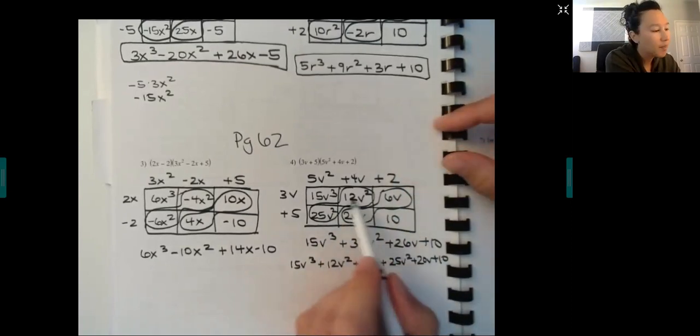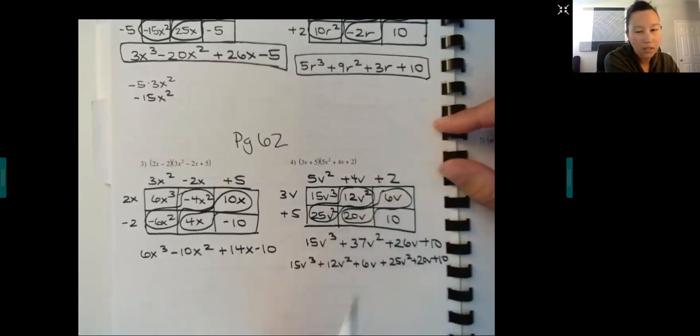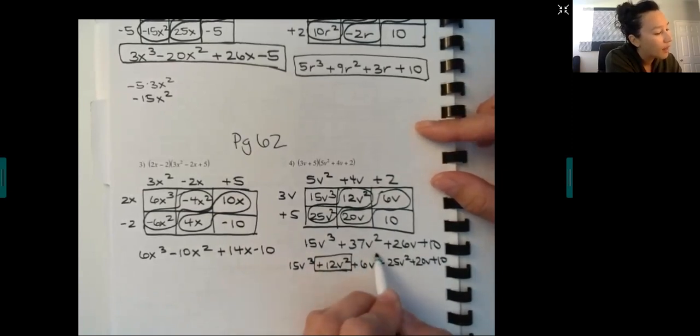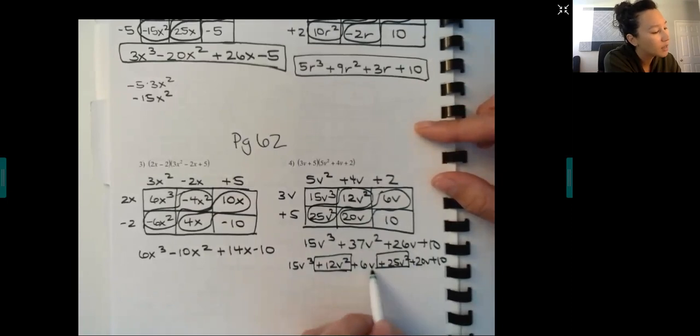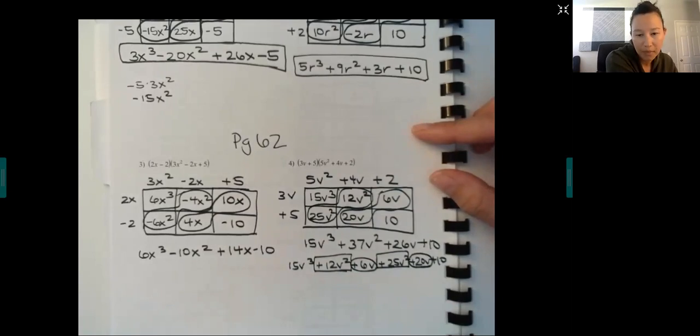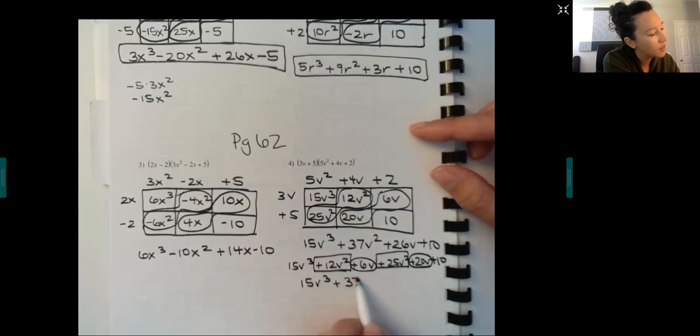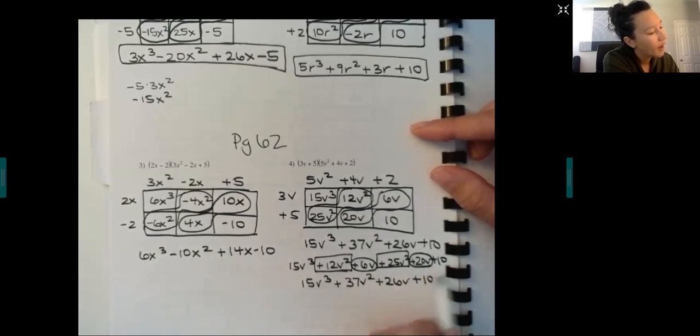I was saving a step by just circling the like terms to make it less work, but you can write it out and then we just combine like the v squared and the v squared. Remember, we can use our boxes and then circle our v's of our like terms. And then we would just simplify. So we would have 15v cubed, and then we can combine our boxes, which is 12v squared and 25v squared, so that's 37v squared. And then 6v plus 20v, which is 26v, and then 10.